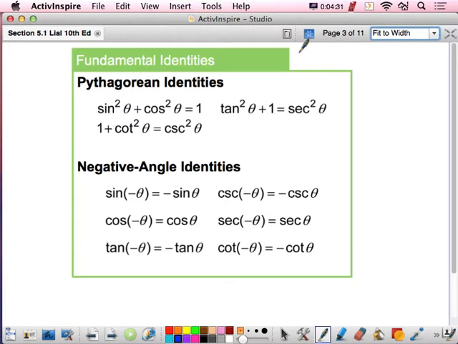Positive 30 would be in quadrant 1, 30 degrees, but negative 30 degrees would be in quadrant 4, right? Well, do those have the same sign, or are they opposites? They're opposites. In quadrant 1 and 4, in 1 sine is positive, but in 4 sine is negative, so they're opposites.